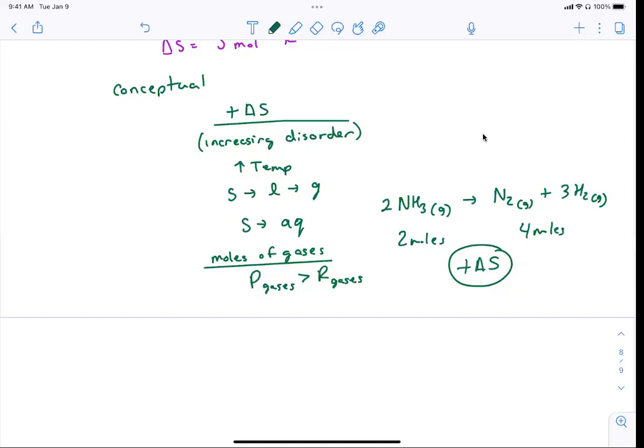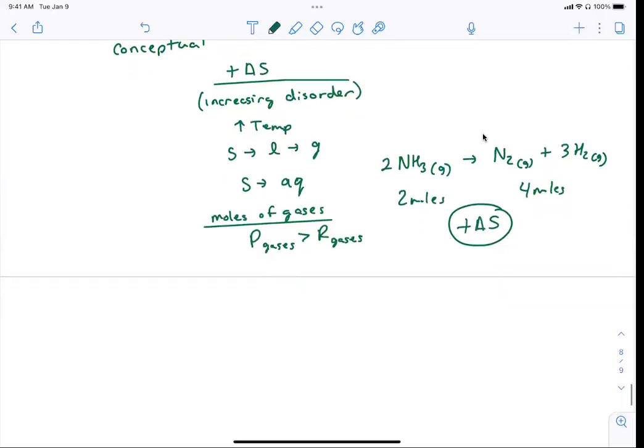Probably in topic 3, where periodicity happens. I might have actually inadvertently mentioned it in topic 5 when we were talking about the examples. I think I did kind of mention the reaction at least. Okay. So that's delta S.